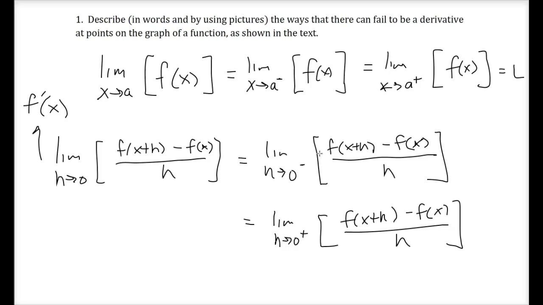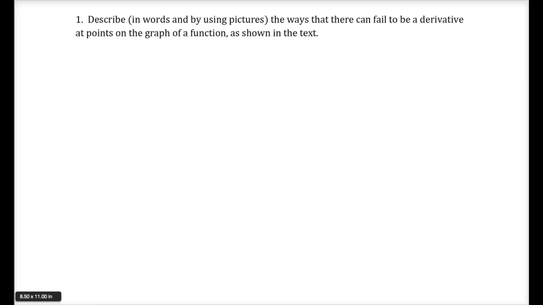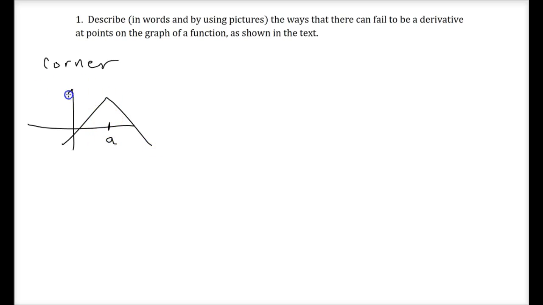Now, because of that fact, there are a couple of different places where that fails. So what I'm going to do now is erase this, and we're going to list those and draw examples of those graphs, and then we're going to see why in each case it fails to have a derivative. All right, so the most simple case would be a corner. To have a corner in a graph, let's say we have some function that kind of looks like absolute value here, but in this case it's going down.